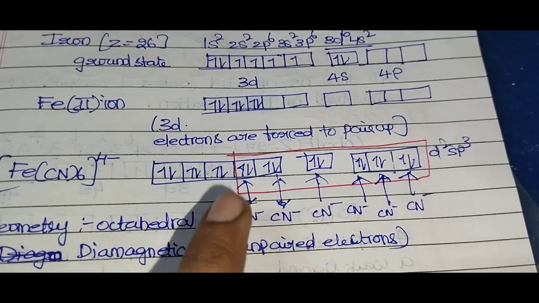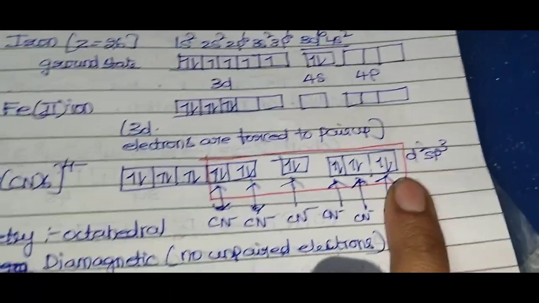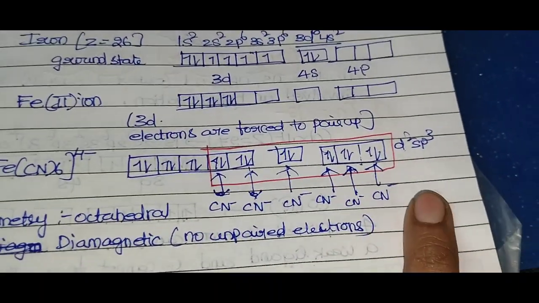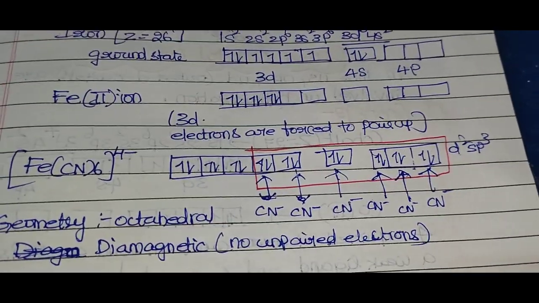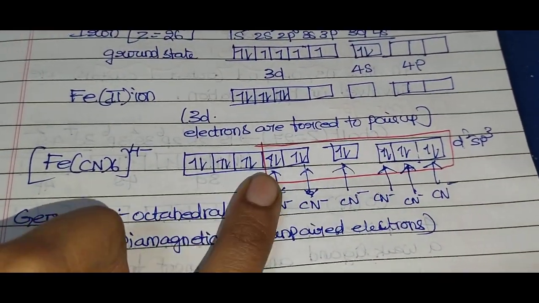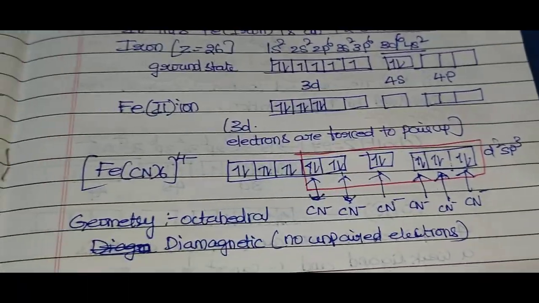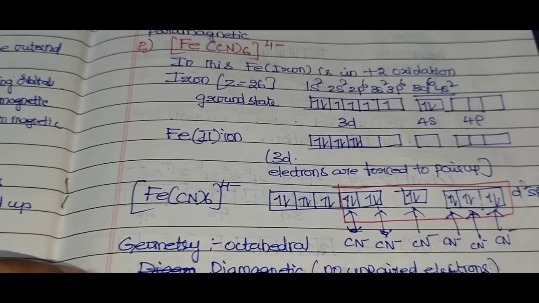So the hybridization, as we expected, is d2sp3. And what is its structure? Octahedral structure. And because there are no unpaired electrons, all are paired, it is diamagnetic in nature. So next, one more example.